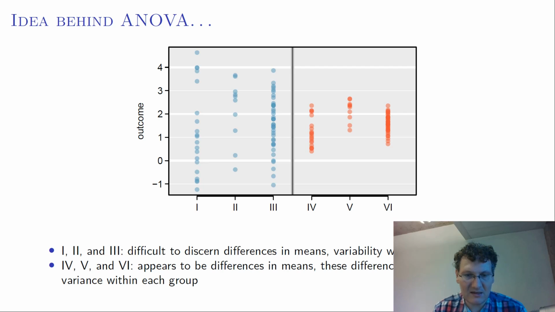It's hard to see if these group means are different. But one thing we can see is there's a lot of variability within these groups. In groups 4, 5, and 6, these means seem to be different, because you can see group 4 is lower, group 5 is higher, group 4 is lower. There's a lot less variability within each of these groups, right? The standard deviation, so to speak, is less.